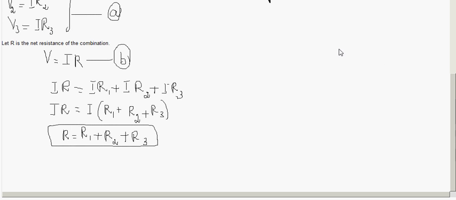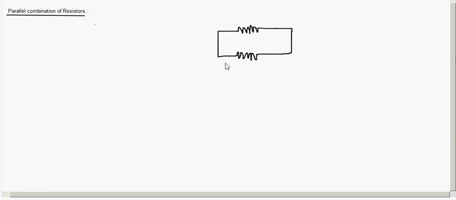Now let us see the parallel combination of resistors. Again let us consider three resistors R1, R2, R3 which are connected in parallel.